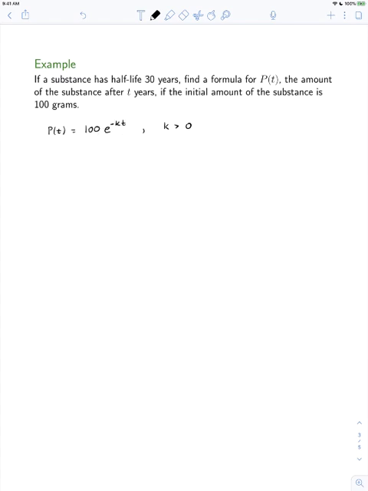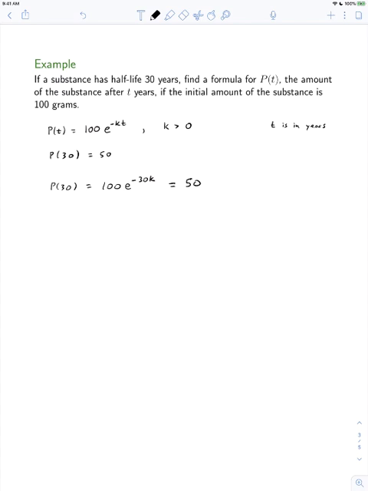What do we know about this? We know that the substance has a half-life of 30 years. So here t is measured in years. And we know that P of 30 is equal to half of the original amount, so 50. But we also know what P of 30 is in terms of the formula. It's 100 e to the minus 30k. And this, supposedly, is 50, because 30 is the half-life. So after 30 years, it decays by half.